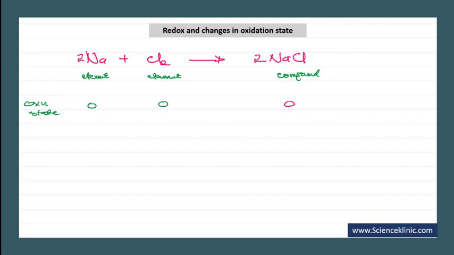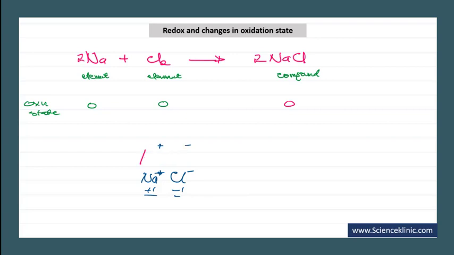Now, if they ask you, what is the oxidation state of sodium in sodium chloride? Or they ask you, what is the oxidation state of chlorine in sodium chloride? Of course, you know that sodium chloride means Na+ bonded with Cl-. So sodium in sodium chloride is sodium ion, and chlorine in sodium chloride is chloride ion. And what is the charge of sodium ion? It is +1. And what is the charge of chloride ion? It is -1. So the oxidation state of sodium in sodium chloride is +1, and that of chlorine in sodium chloride is -1. You understand that?